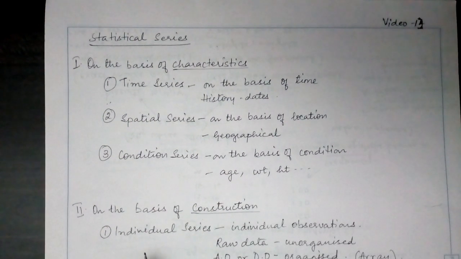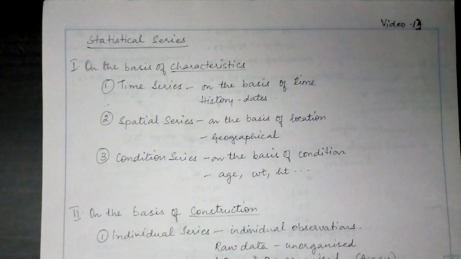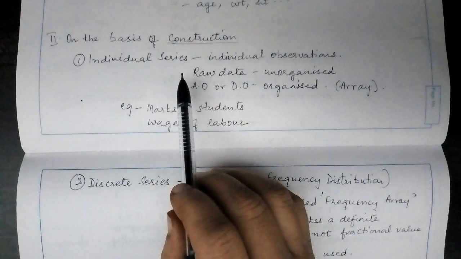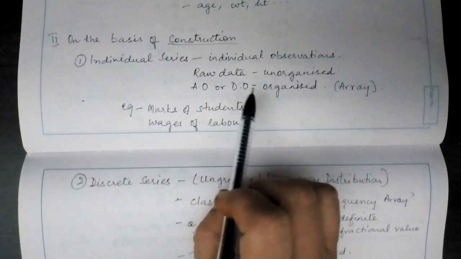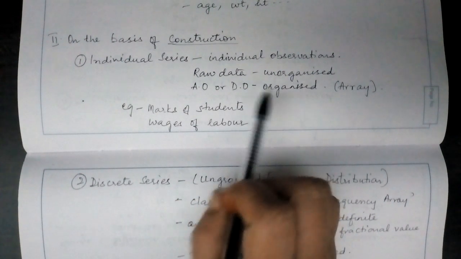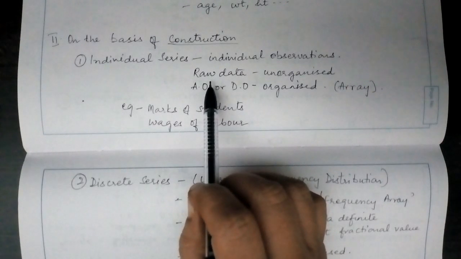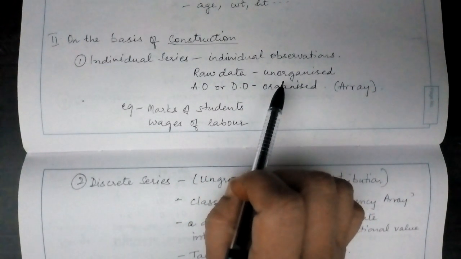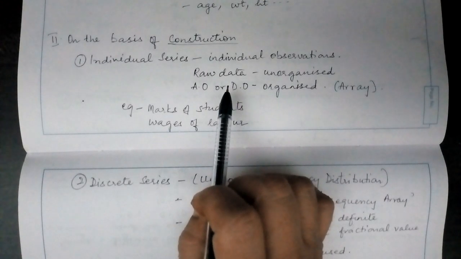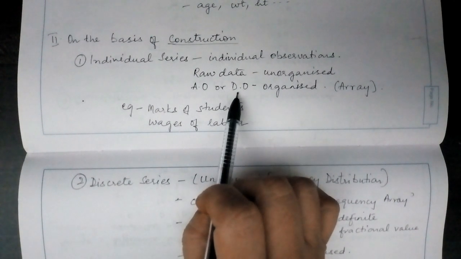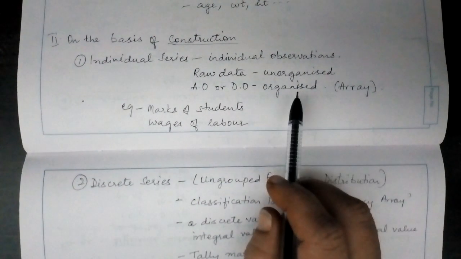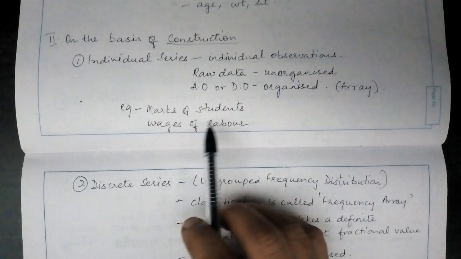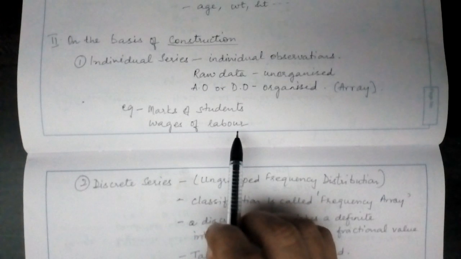The next one is based on the construction. Based on construction, we have individual series in which we have individual observations. And the data that is collected at first is called the raw data, and this raw data is very unorganized. Once you arrange this raw data either in the ascending order or the descending order, we call it the organized data or an array. For example, marks of students and wages of labor.